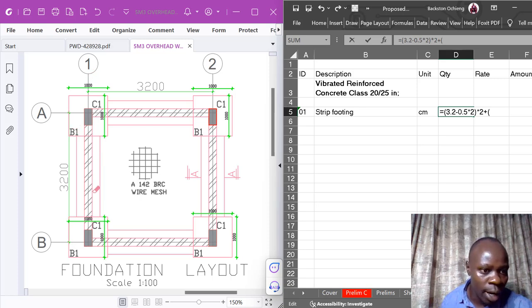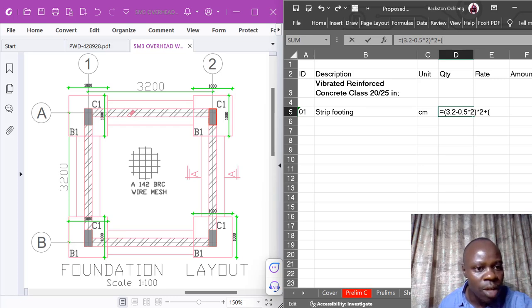So along grid 1, what we have is also 3200. So what we need to confirm is whether it's also at the centers of the bases. It looks like it because 3200 here. Let me just see. Okay, apparently this is 1000. So from the 1000, we have, okay, it's at the center of the strip footing. Okay, so center of the strip footing.